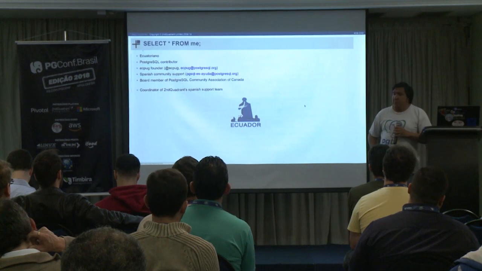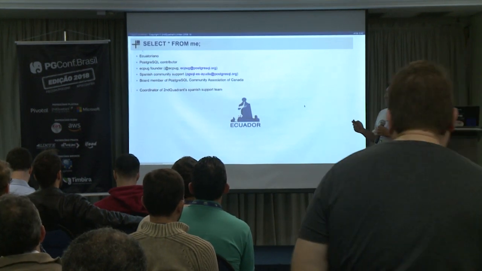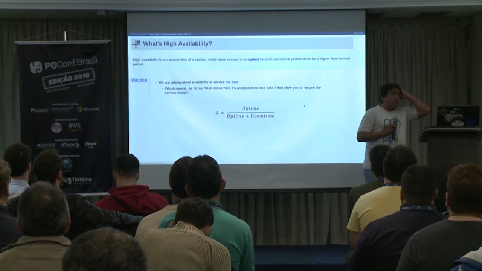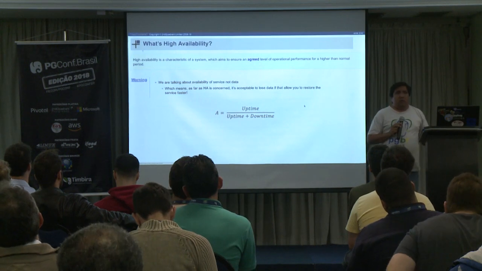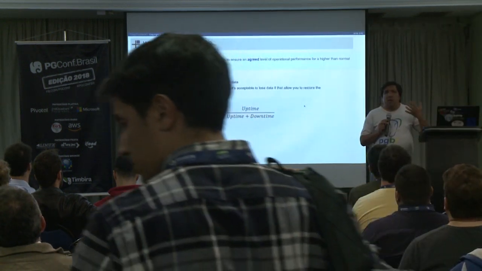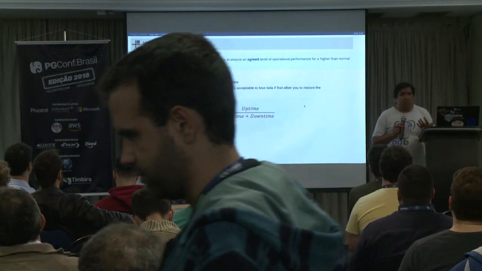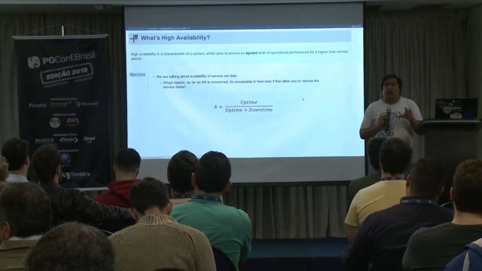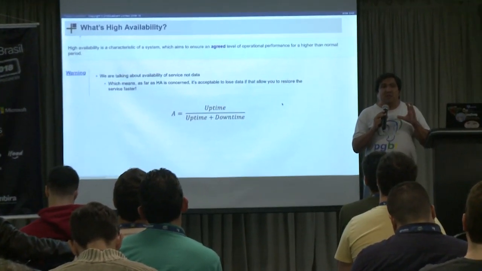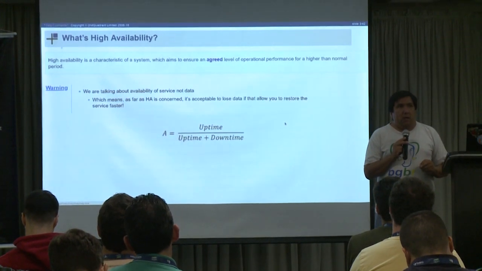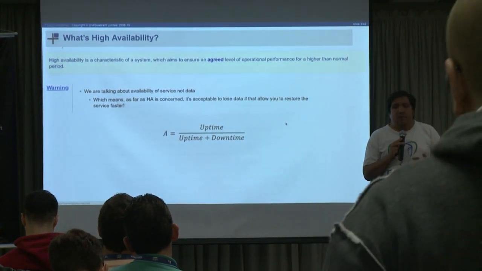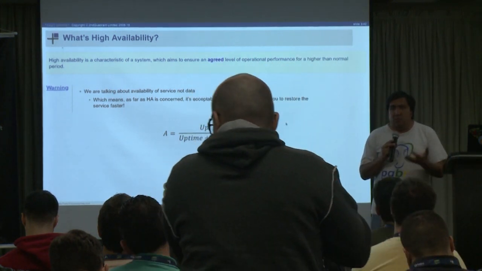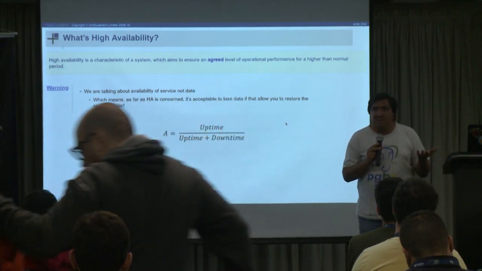So let's talk about what high availability is. It's basically techniques we use to keep our services running, right? This is not about data availability. This is about service availability. In service availability, you are allowed to lose data to keep the business running, right?